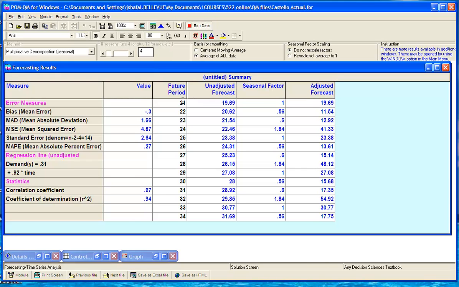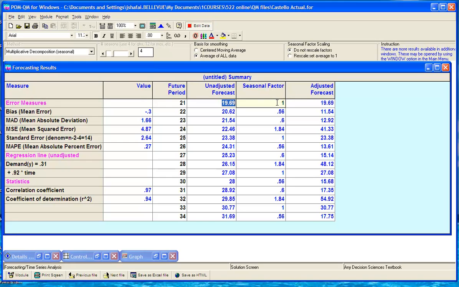and the correlation coefficient and coefficient of determination are also listed here. Future periods, these would be future forecasts for quarter number 21. That would be quarter 1 of year 6, or quarter 22, period 22 would be quarter 2 of year 6. So for several future periods, the forecasts are listed. The 19.69 would be if you were to plug in 21 for time in the equation right there, multiply by 0.92 and then add 0.31. That would be just the trend forecast.